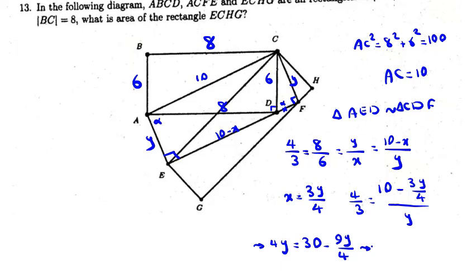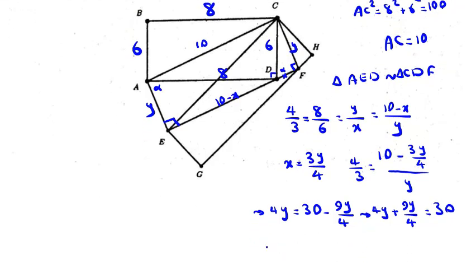And then we can say 4y plus 9y over 4 equals 30. So then if we multiply both sides by 4, 16y plus 9y, 25y equals 30 times 4. And then we divide by 5. It will be 5y, or you can say y equals 6 times 4, 24 over 5. So we found y.